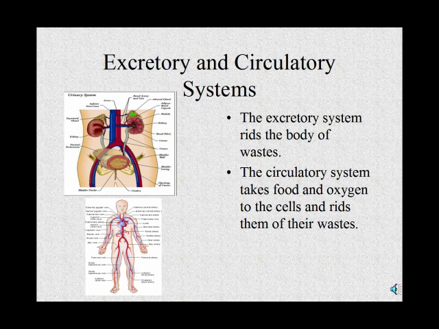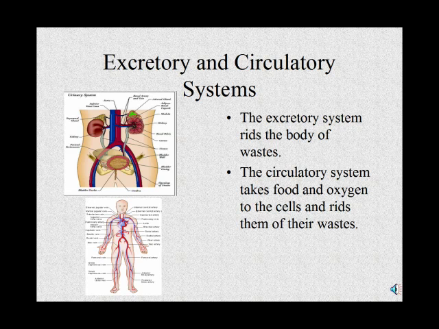The excretory system rids the body of waste, and this system is actually made up of 5 other systems, like the digestive system, the circulatory system, the respiratory system, the urinary system, and also the skin, because all of those systems get rid of some type of waste. There's a picture of it also at the top.